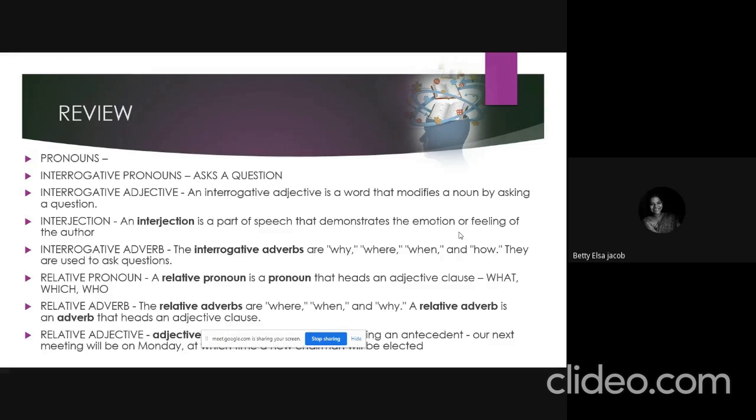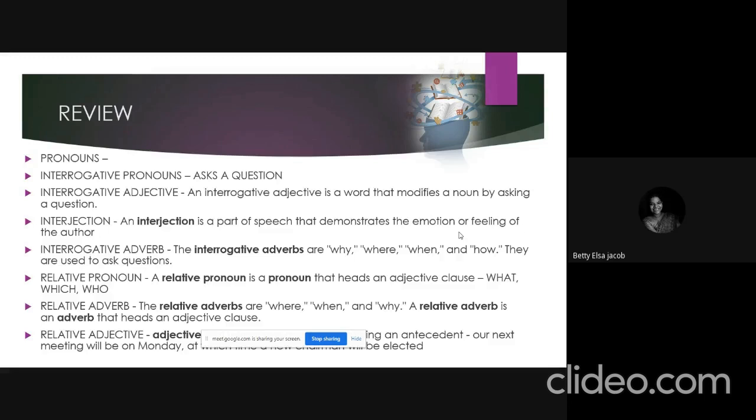We have interjections. What are interjections? Interjections are the parts of speech that demonstrate the emotion or feeling of the author or the speaker. For example, what? That is an interjection. Ah is an interjection. Ouch is an interjection. So, interjections are those words which demonstrate the feeling or the emotion of the speaker.